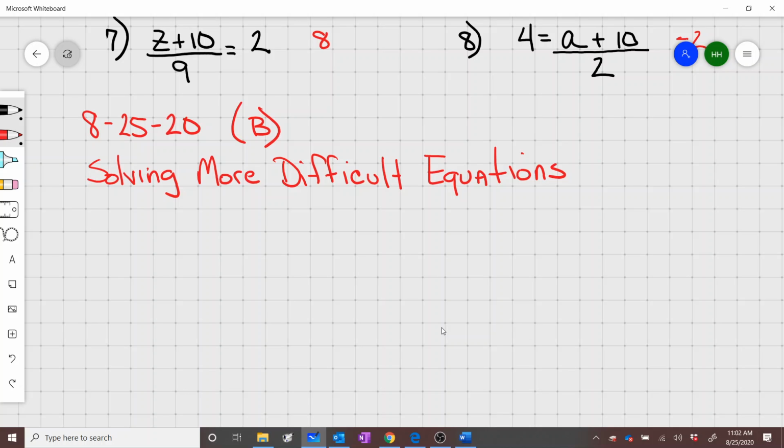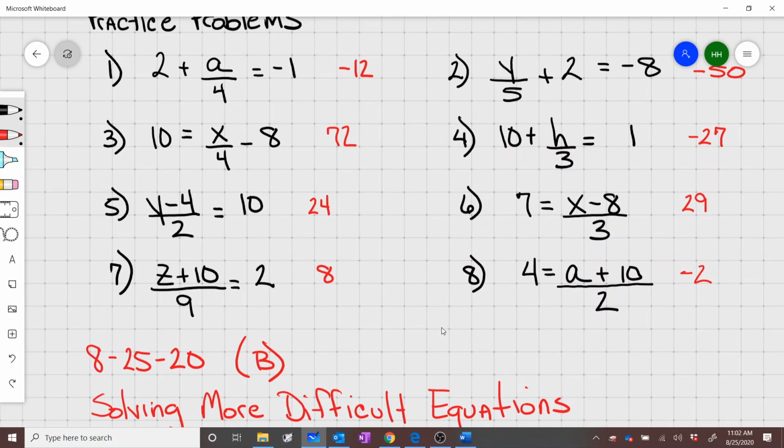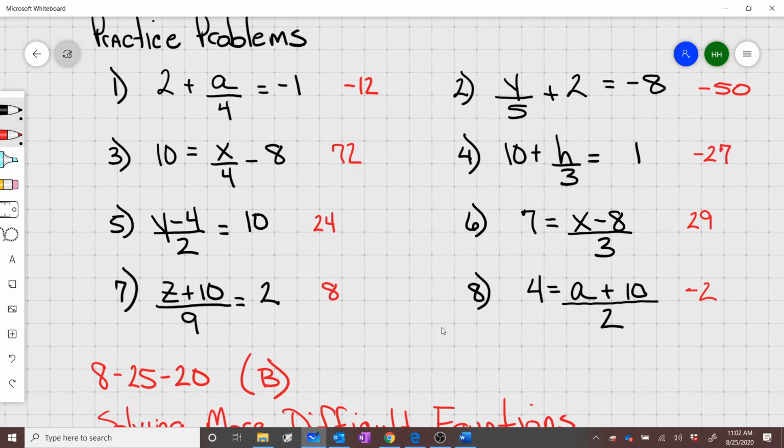Alright, so if you kind of look back and glance at these practice problems that we just did, all of the problems had just one variable in them. Agreed? Well, we're going to kind of expand from that. The problems that we're going to do next are going to have more than one variable.